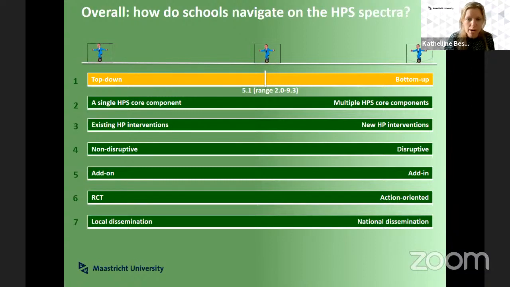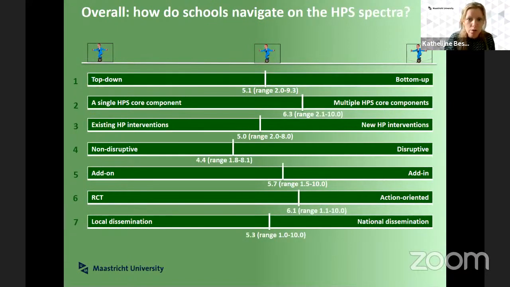So in the next slides, I've added the mean scores of the countries as well as the range, and that's then the highest and the lowest score that national coordinators ticked off. For example, for the first spectrum, grown from top down to bottom up, it's indicated in orange here. It shows us that in some of the countries, mainly top-down approaches are used, indicated by the 2 in the range, while in other countries, mainly bottom-up approaches are applied, indicated by the 9.3 in the range. And then there's the 5.1 that indicates the mean score of the 24 countries.